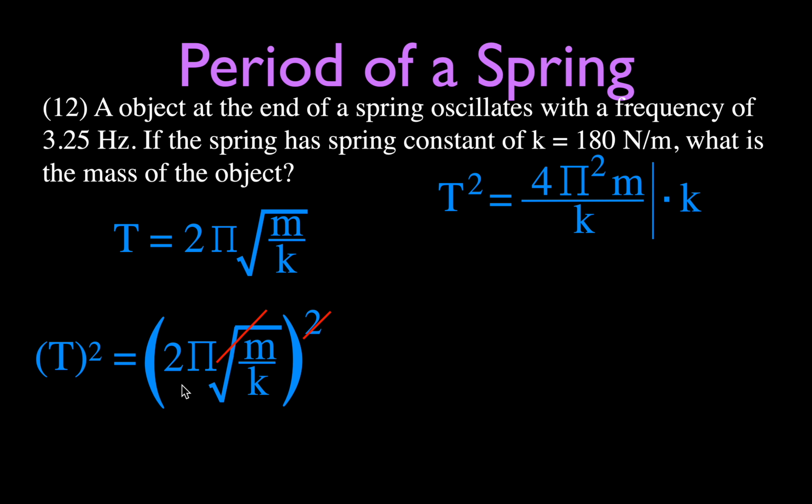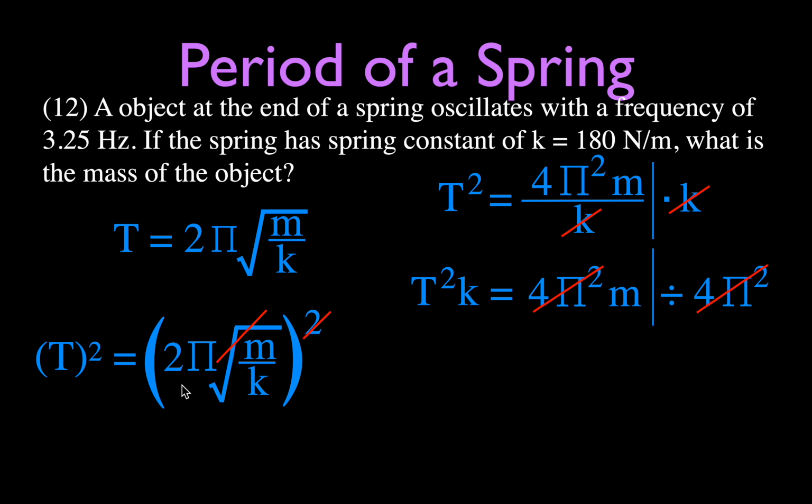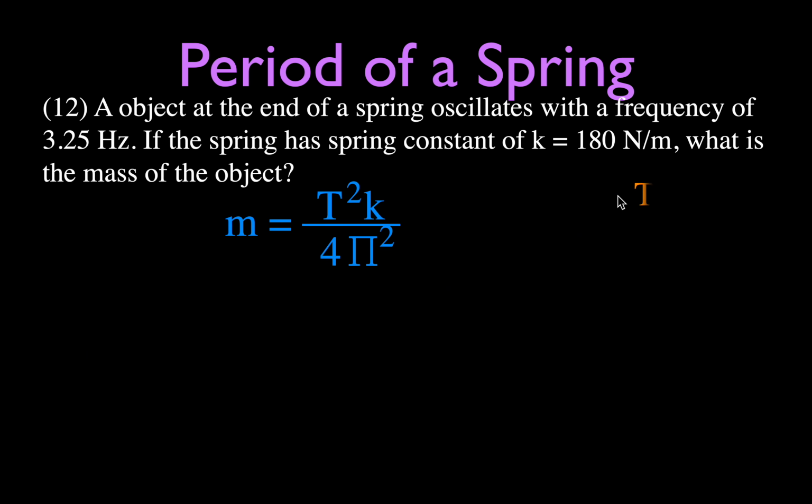So we're going to first multiply both sides by k. Then we're going to cancel those, and we get that. And we want to solve for m, so we're going to divide both sides by 4 pi squared. And we get m equals T squared times k divided by 4 pi squared. We're given the spring constant here. Okay, we want to solve for the mass. So on the next slide, we can just plug the values in.